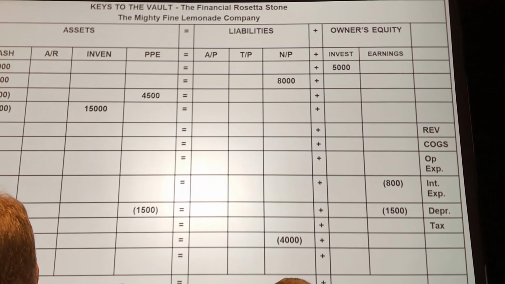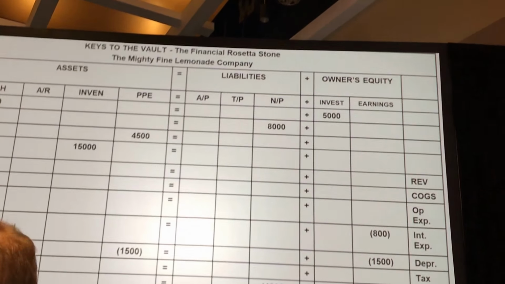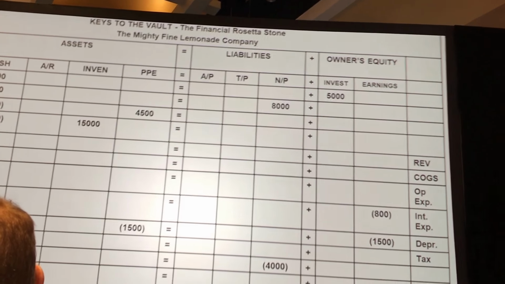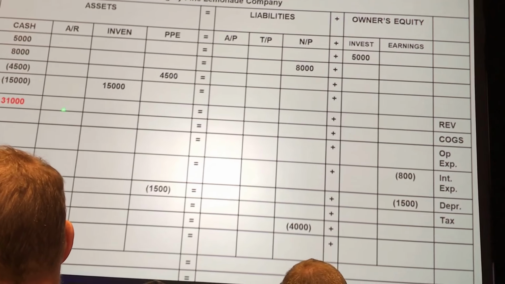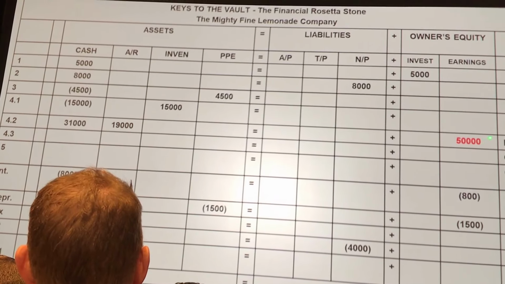So, you're good? Okay. We're either both right or we're both wrong. Here's the way it looks, right up here on the right-hand screen. On line 4.2, cash just went up by 31. AR just went up by 19. Sales, earnings just went up by 50.